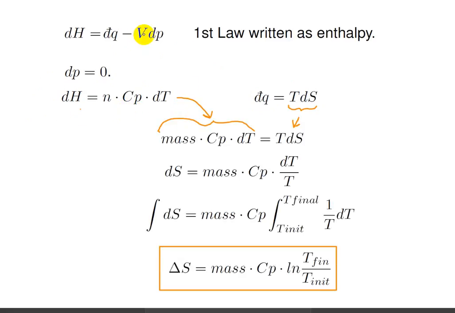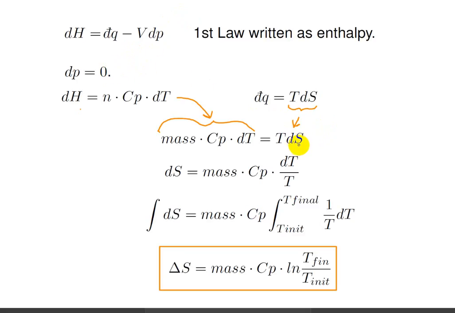What I want to do is plug expressions into the first law. So I'm going to take this one, n is moles, but we're going to use mass because our Cp is per mass. So we have mass times Cp times dT. That takes care of the delta H part. And then the dq will be replaced with T dS. And the dP, well, we've already said the dP is 0, so I think we'll just omit that.